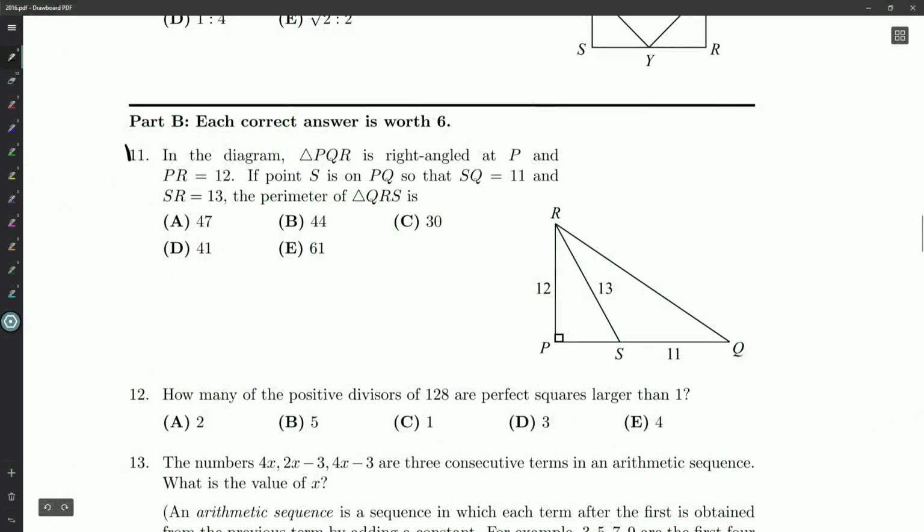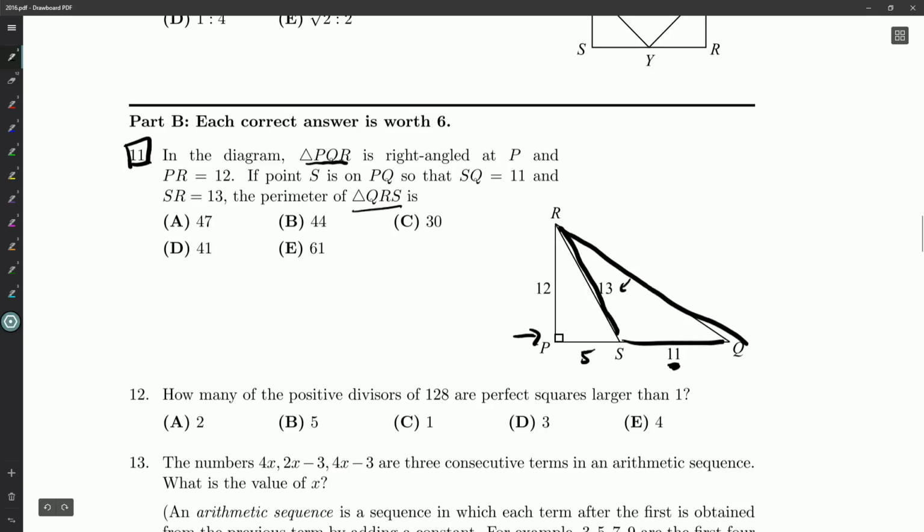We are looking at question 11 now, the very first question in part B on our 2016 Fermat paper. In the diagram, triangle PQR is right angled at P, and we're told that PR is 12. Oh, I see a 13. Automatically, I'm just going to fill this in as a 5 because I know my Pythagorean triples. Anyway, PR is 12, point S is on PQ so that SQ is 11, and SR is 13. We want to know what is the perimeter of QRS.